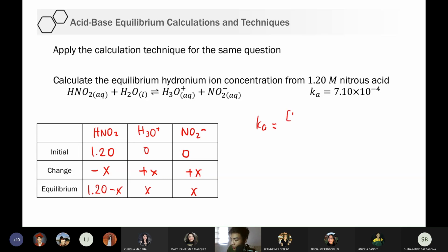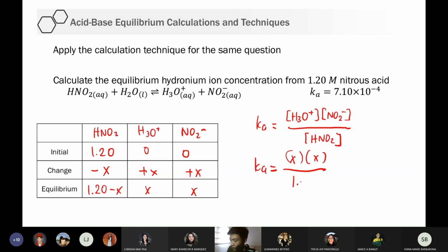That's the concentration of acid, the concentration of nitrite ion, divided by the concentration of your HNO2. Kasi pa-plug in mo yung equilibrium concentrations dito sa K. Plug in natin. So you have your Ka equals x times another x divided by 1.2 minus x. Okay? So, typical steps. Saan papasok yung small x approximation?